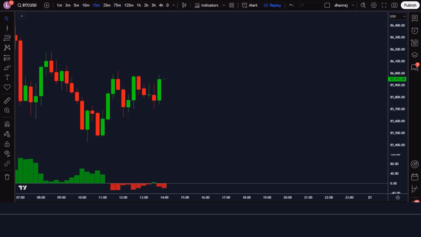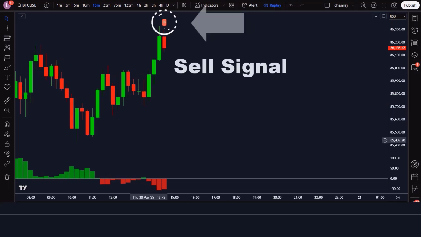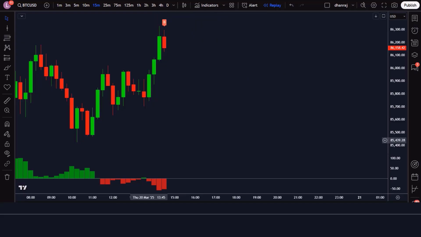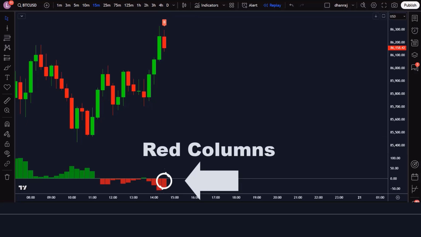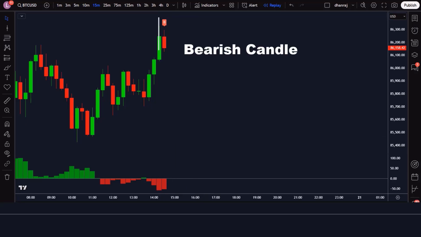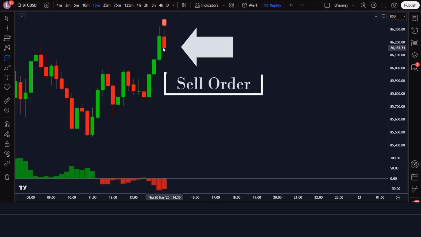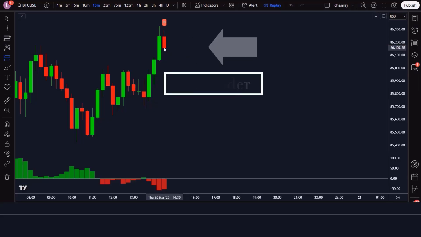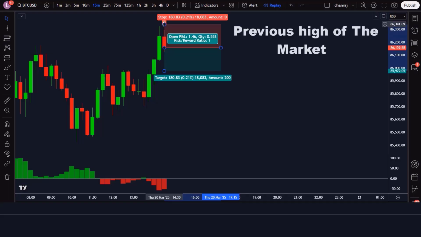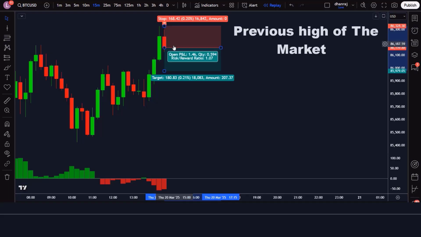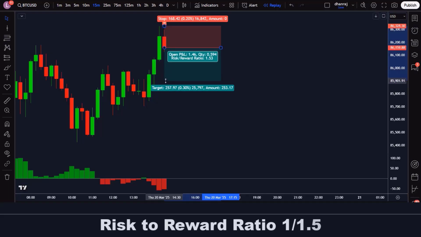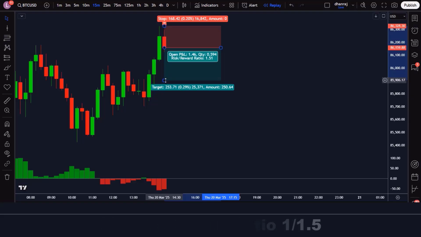Let's see how we use these trading setups. When the Bollinger Bands Deviation indicator gives us a sell signal, when the Absolute Price Oscillator shows red columns, and when the market forms a bearish candle, if this condition is fulfilled, then we will place a sell order. Our stop loss is to be placed at the previous high of the market. And the risk to reward ratio will be 1:1.5.